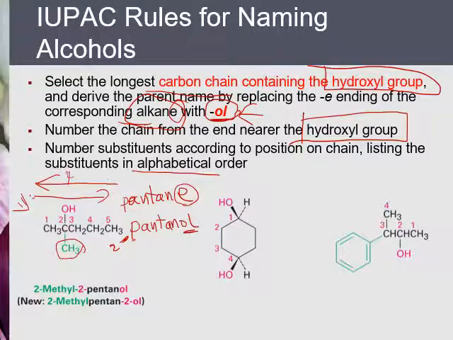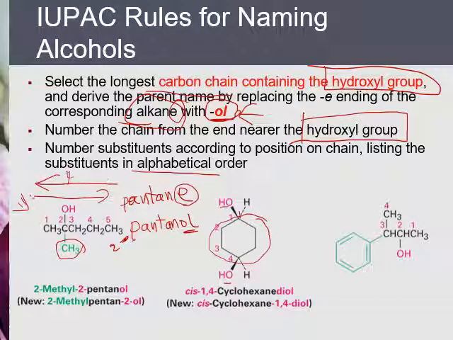Now let's look at the second molecule. This is cyclohexane. Now E should become OL because it's an alcohol. But you have 2 of them, so it's a cyclohexane diol. All right, and where are the hydroxy groups? They are at number 1 and number 4. Okay, so it's 1,4-cyclohexanediol.